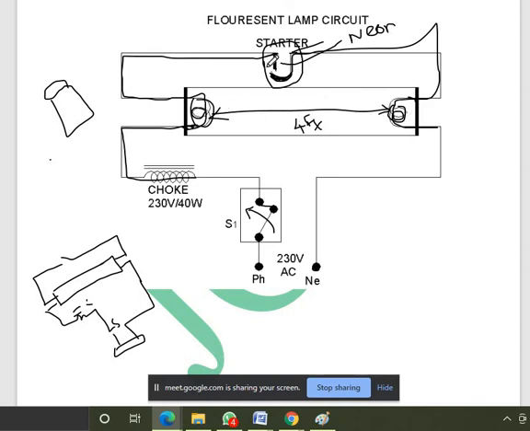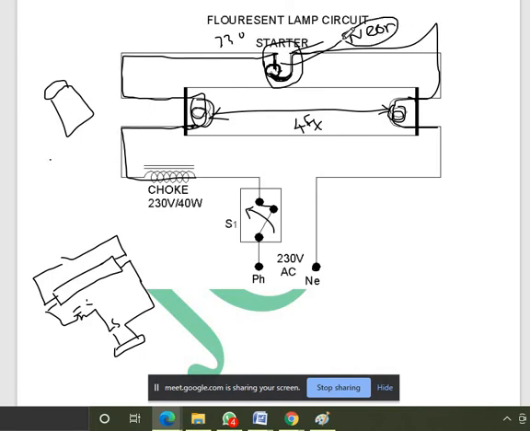Here, the distance between these filaments in the starter is very small, less than 0.1 millimeter. It is a very minimum distance between the two elements. Here the full 230 volts is applied. There is a small air gap between the two contacts in the starter, and here the neon gas is filled.